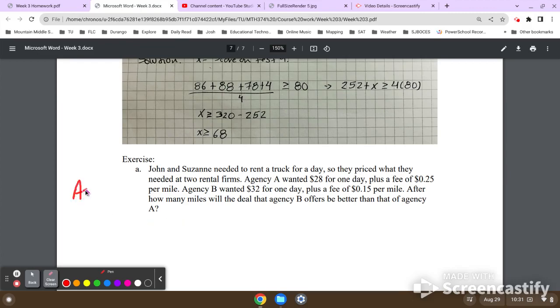So agency A is 28 plus 0.25x. Agency B is 32 plus 0.15x. So what I'm looking for is to find out after how many miles will the deal with agency B's offer be better than agency A. So we're looking for when will B be greater than A.